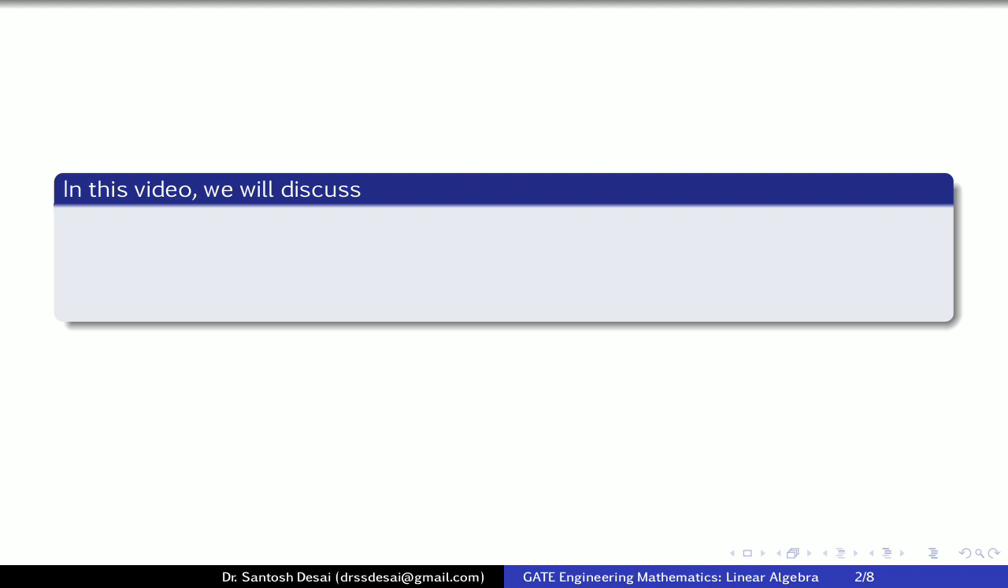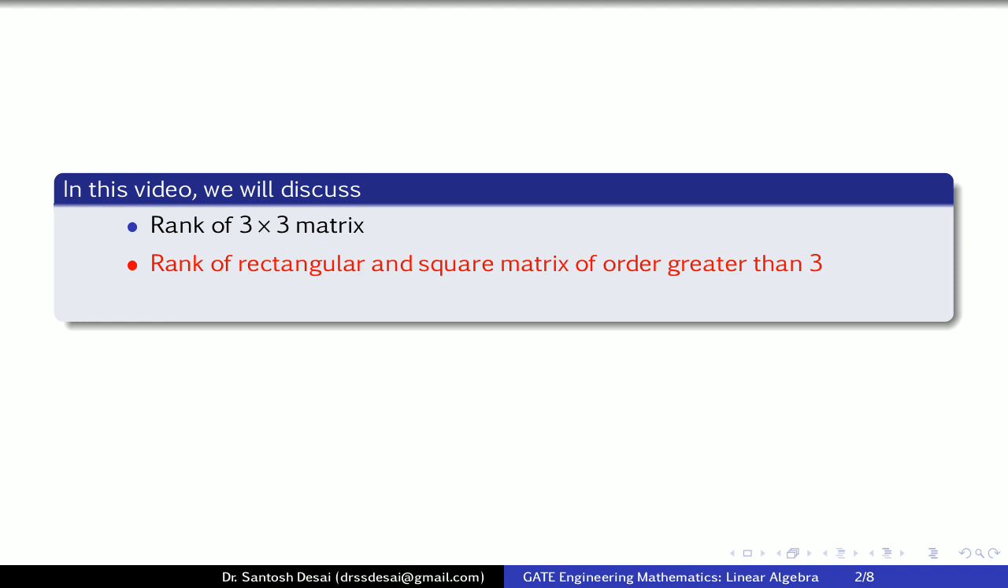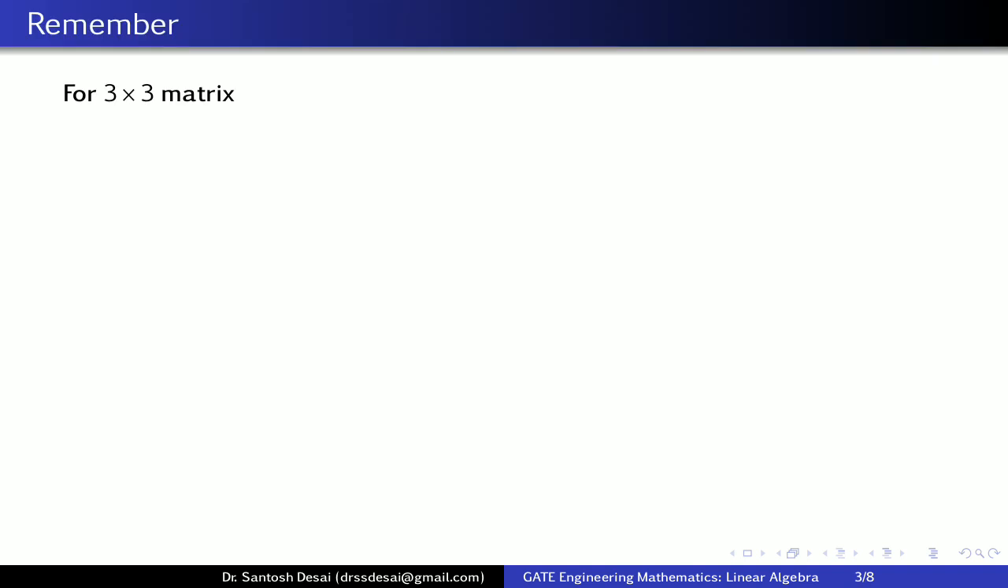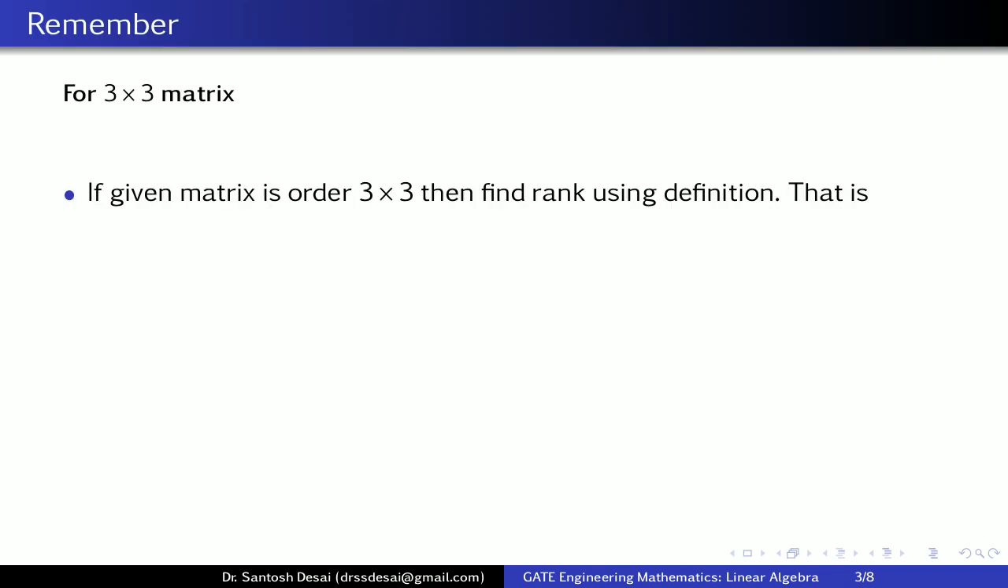In this video, we will discuss how to find the rank of a 3 by 3 matrix, the rank of a rectangular matrix, and the rank of a square matrix of order greater than 3, and some examples from previous year GATE question papers. So let us consider first the 3 by 3 matrix.